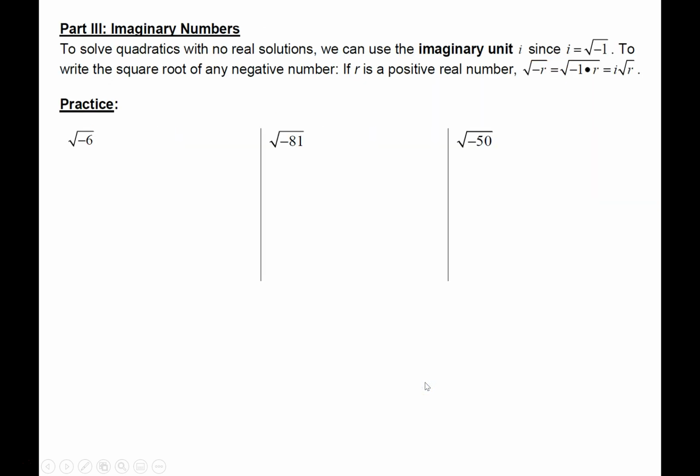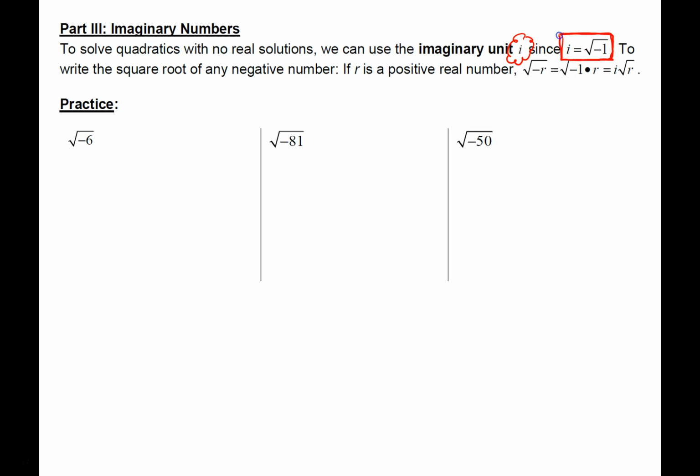All right, so now let's try some that have negative numbers in them. With these, when we have to solve quadratics and there aren't any real solutions, we can use what's called an imaginary number. It's the number i, to get rid of that negative, or to find a solution that incorporates that lack of real solutions. So mathematicians have defined i to equal the square root of -1.